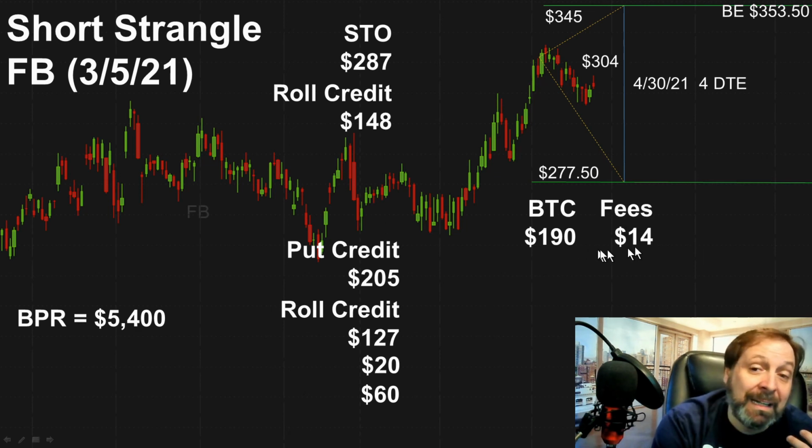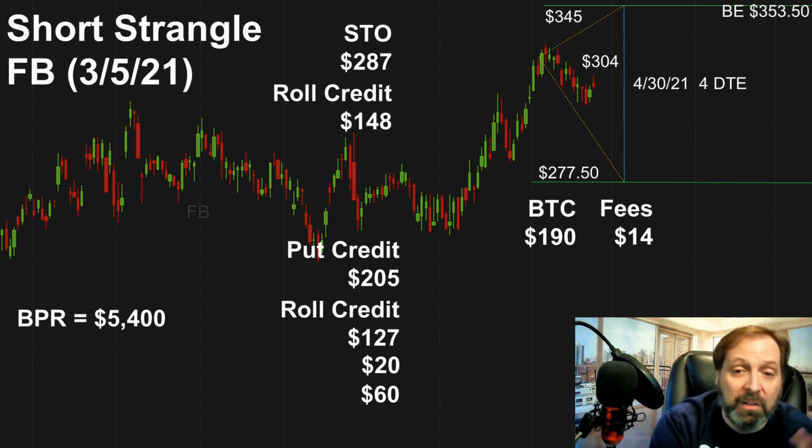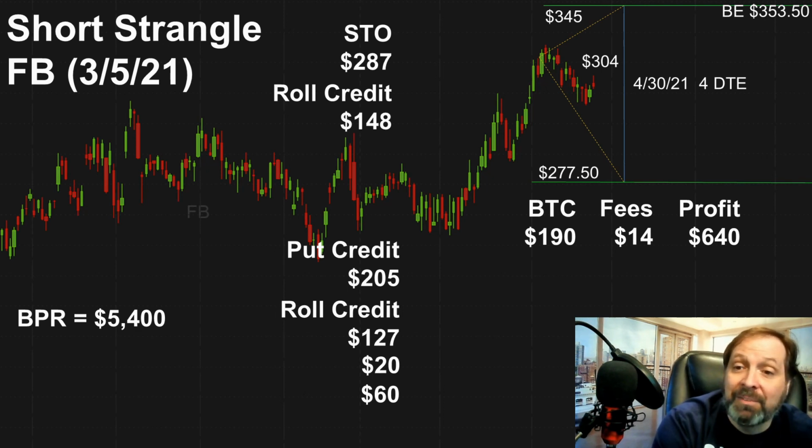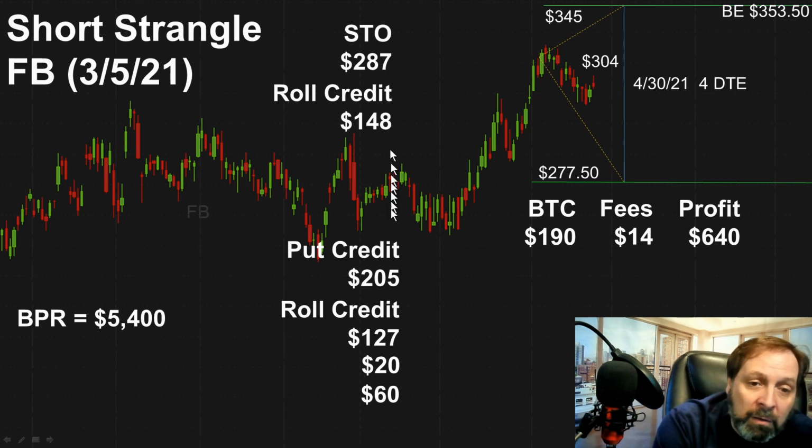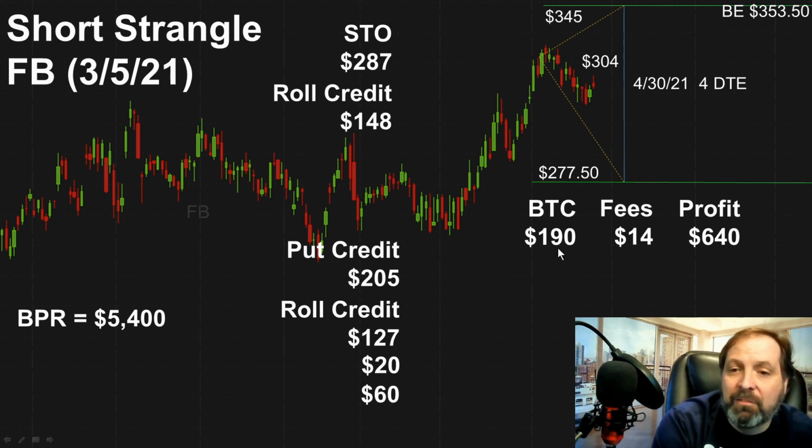I did a lot of rolling and I had some fees. It added up to $14. It's not much, but it's not negligible either. So let's include that. And that leaves me with a profit of $640, right? I collected all of these premiums, bought it back for $190, had a few fees, and made a total profit of $640.